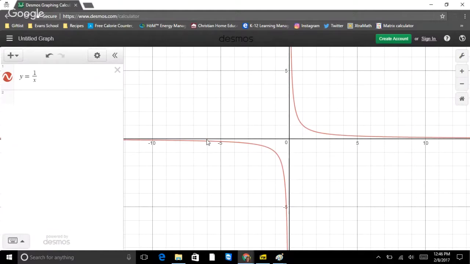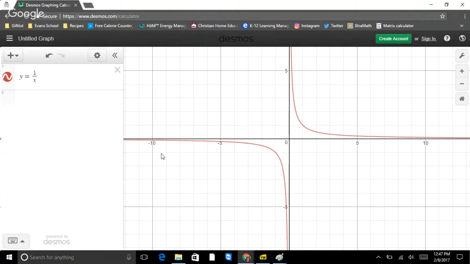If we look at the domain of this graph, remember the domain is all your x values, anything except for 0. So we would say the domain of this is all x except x equals 0. And that makes sense, right? Because if x is 0, then it's 1 over 0, and people don't like 0.